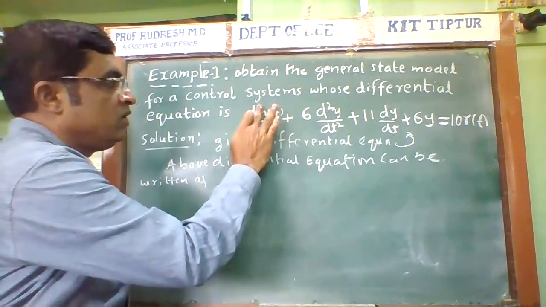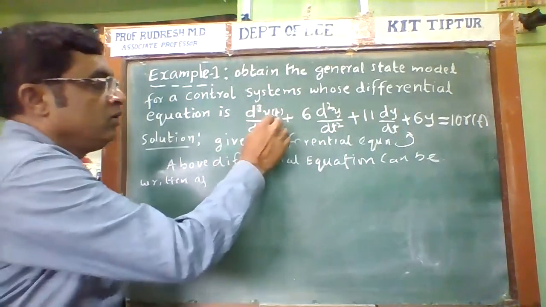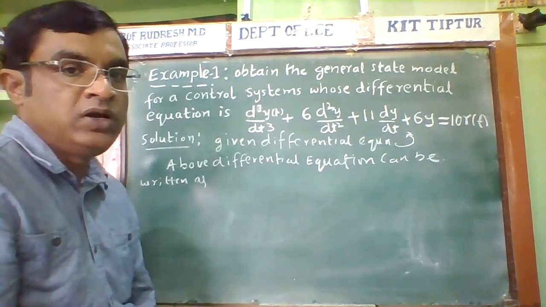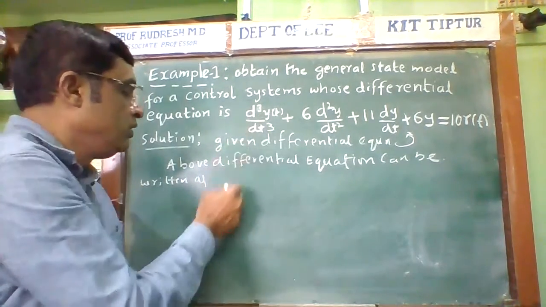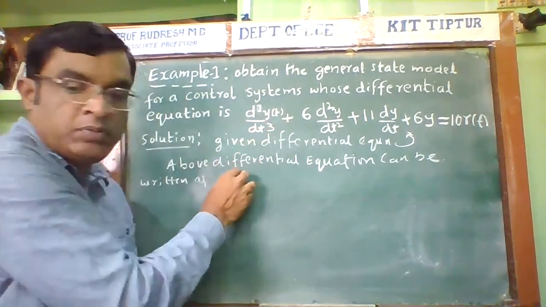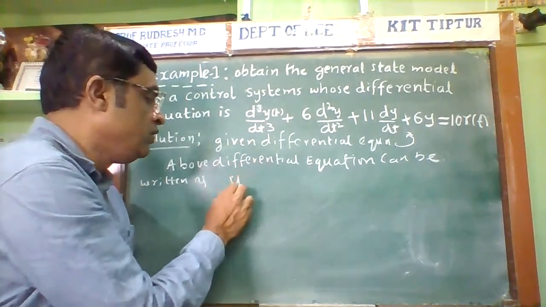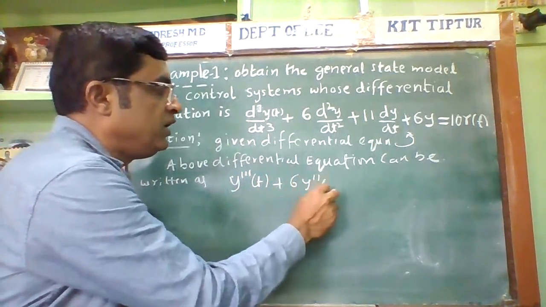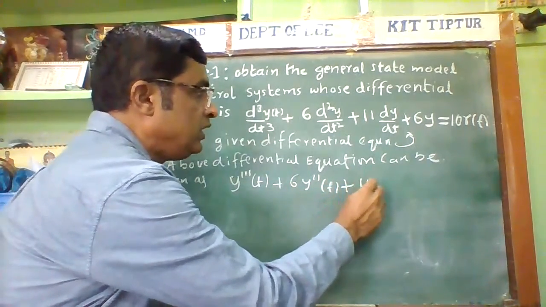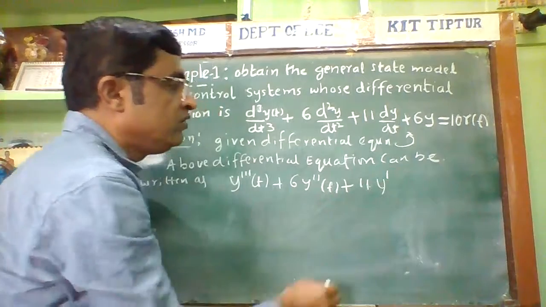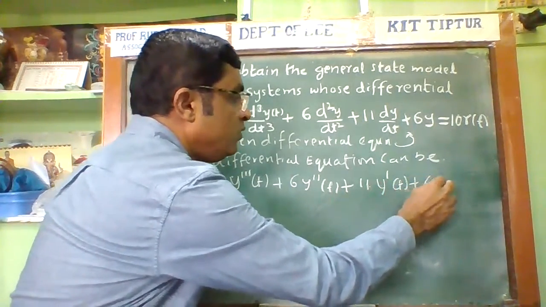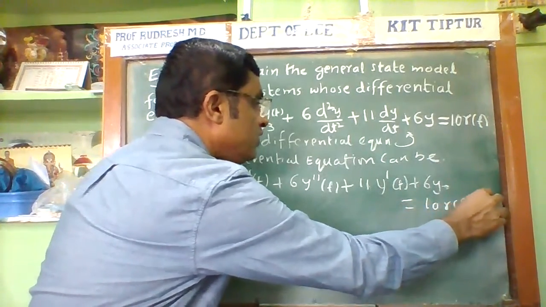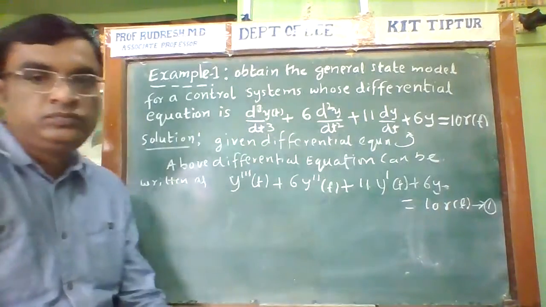d cube y by dt cube, which can be written as y triple dash of t, plus 6 into y double dash of t, plus 11 into y dash of t, plus 6 into y, is equal to 10 into r of t. Now this is equation 1.